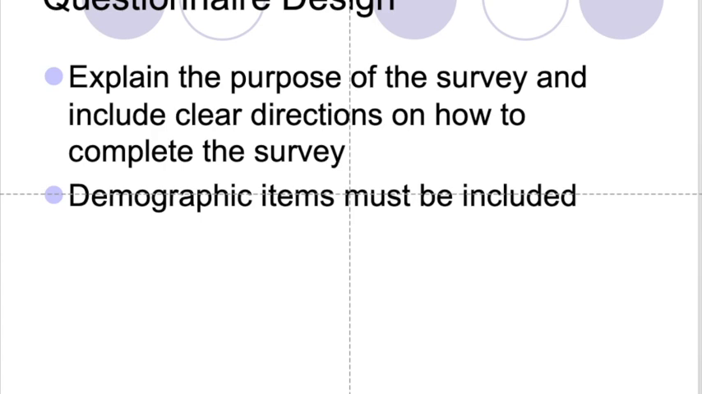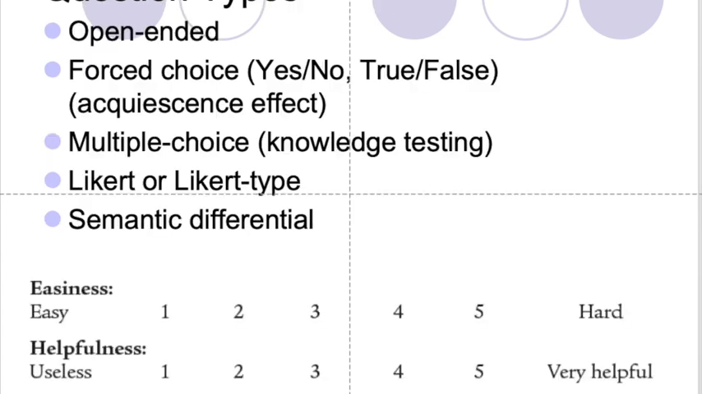Let's take a look at some different kinds of questions. There are 5 general categories of question types. There's open-ended questions, which allow you to ask almost anything and often are the easiest to construct, but the hardest to analyze later on, right? Because then you've got to figure out how you're going to categorize different responses.